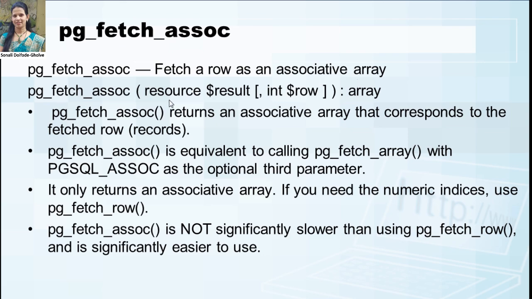And the syntax for this is array pg_fetch_assoc in brackets, write the resource result and then int row. What are the parameters? Resource result and int row. These are the two parameters. In that, resource result is compulsory and row is an optional parameter.